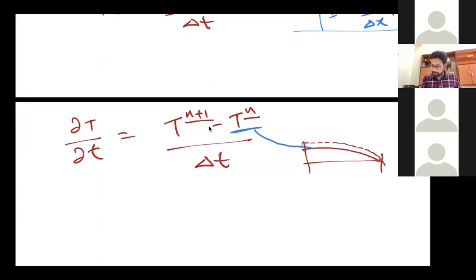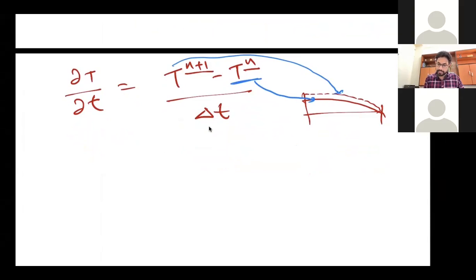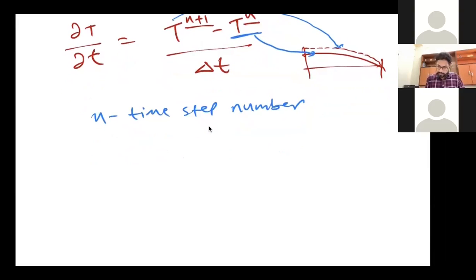This value is from this time step, and that value is from the other time step, right? And that is why we discretize dT by d small t as T n plus 1 minus T n by delta T, where n is the time step number, let's say. Okay, and on the right hand side we have d square T by dx square. So this is a little tricky. This is done in a very different way because this is a double derivative.